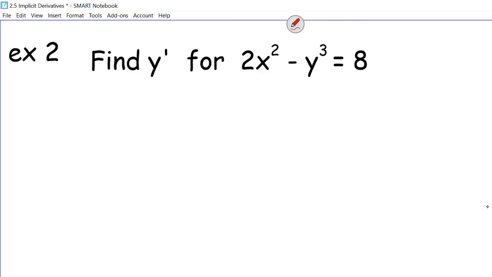Yeah, you could here. You could end up doing some cube root work. But this one's actually going to be a lot simpler with implicit. So this one has: find y prime for 2x squared minus y cubed equaling 8. Again, we're doing the derivative of each one, making sure we're attaching that y prime when we do the derivative of that y cubed. So I have 4x minus 3y squared times the y prime equaling 0.